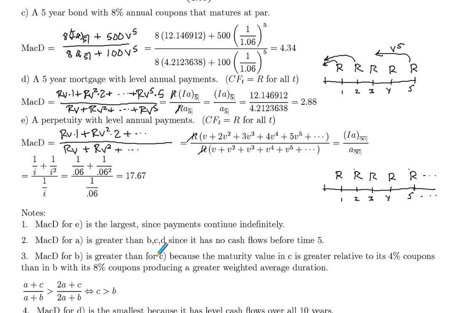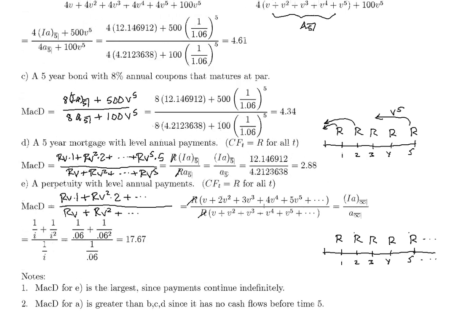And then also notice that the MACD for Part B is greater than for Part C. And that's because in Part C our payments were twice as big. So the maturity value in Part C is going to be, actually, this should be B here. The maturity value in Part B is greater relative to its 4% coupons than in Part C with the 8% coupons. So what that does is that gives us a graded weighted average duration.